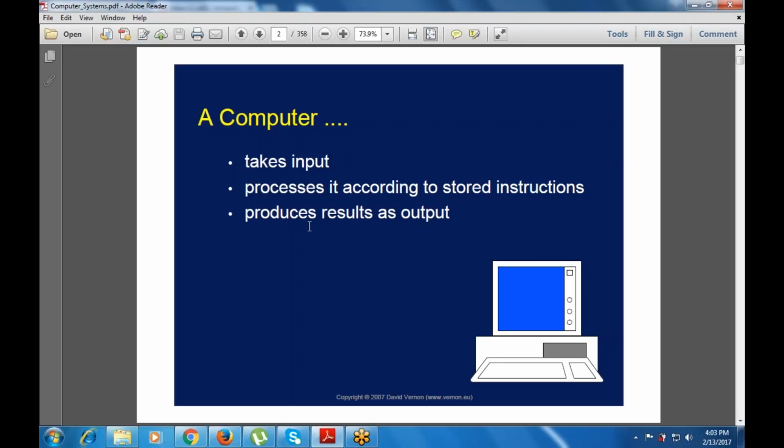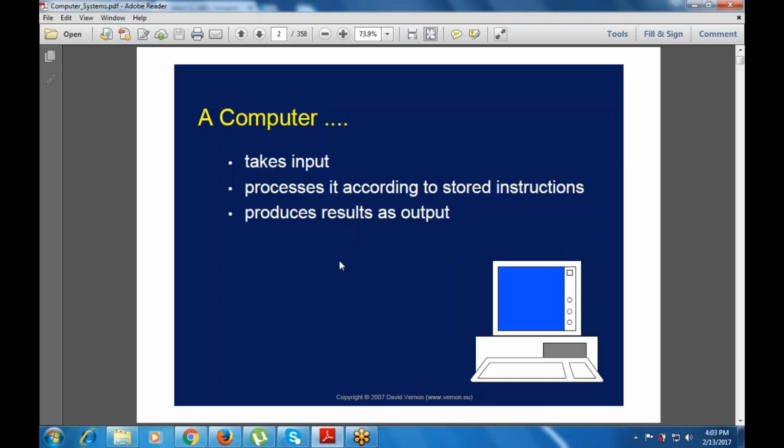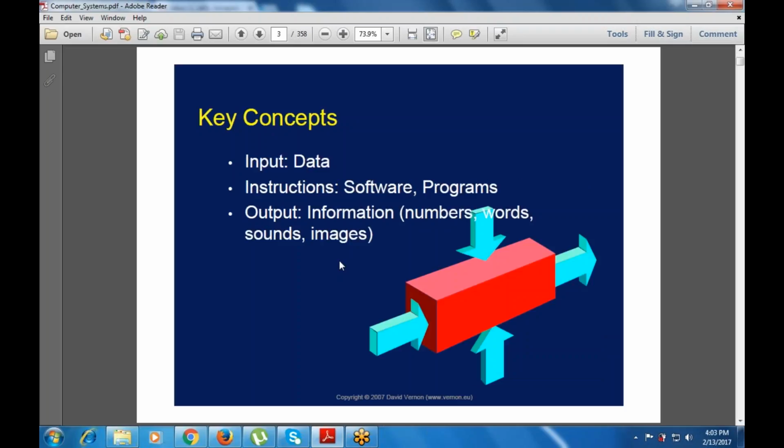First of all, it takes the input and processes it according to the stored instructions. So whatever instructions and data are given, it takes the input. So the computer takes the input, processes it according to the stored instructions, and produces the result as the output. Now, what are the key concepts used in this? One is the input, that is the data, then instructions, which include the software and the programs, and output, which includes the information. That may be numbers, words, sound, or images. So first of all, there is a computer that takes the input, then processes it according to the stored instructions, then produces the result as the output.